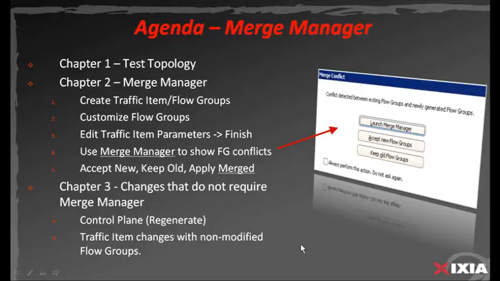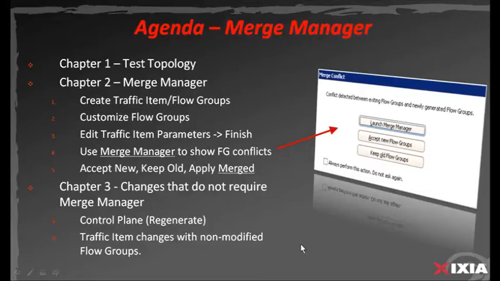Previous to this version of IxNetwork, the user would not be able to merge the changes made at the flow group level when regenerating the traffic item. To demonstrate this feature, we've broken the video into 3 short chapters. Chapter 1 will simply cover the test topology used to demonstrate this feature.